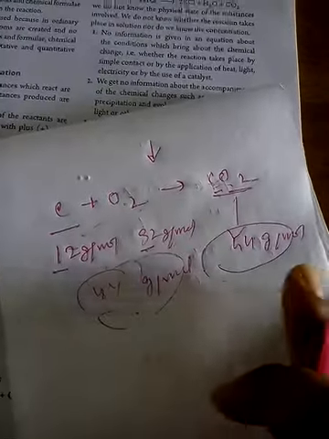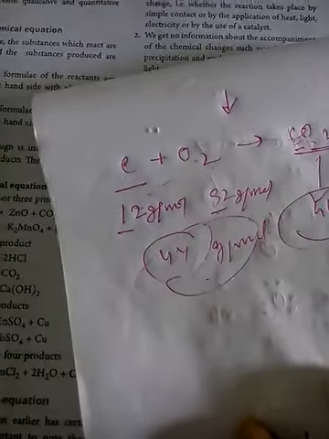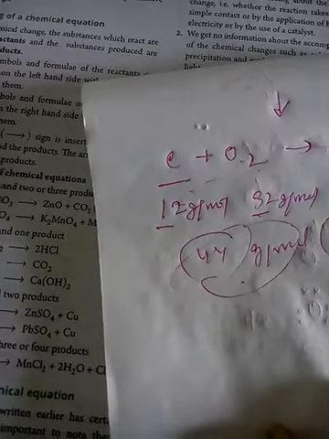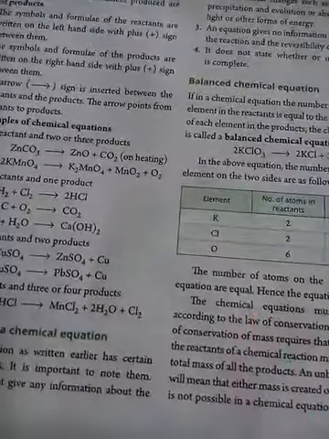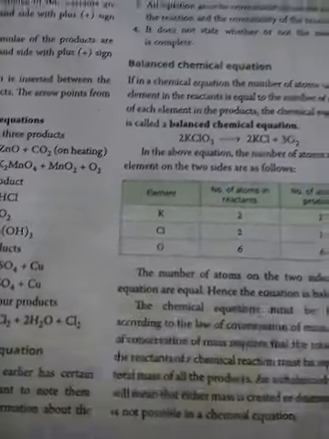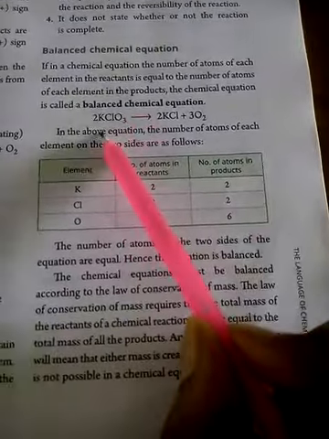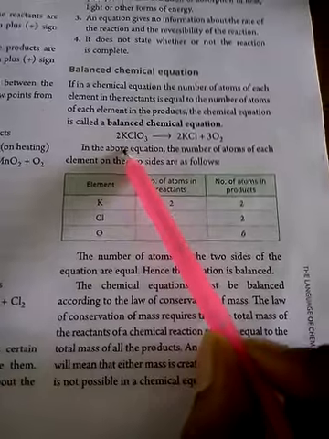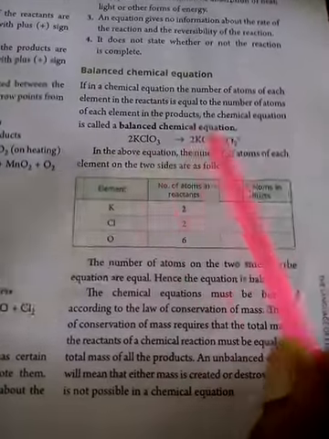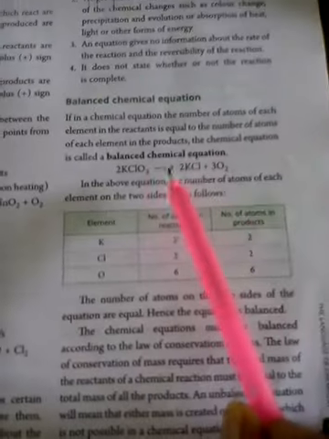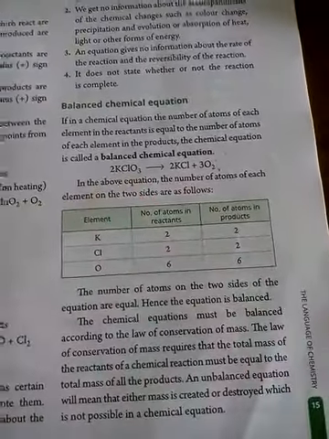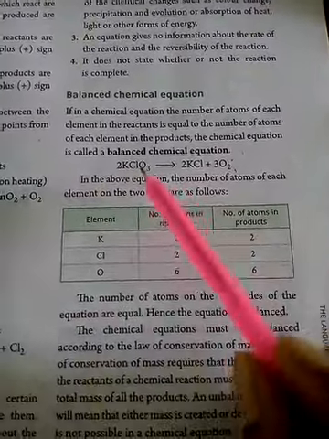So this is one of the important points you need to keep in your mind while balancing a chemical reaction. The number of atoms on the two sides should be equal. So whenever you balance the reaction, you should keep in mind that the number of atoms should get balanced on both sides.